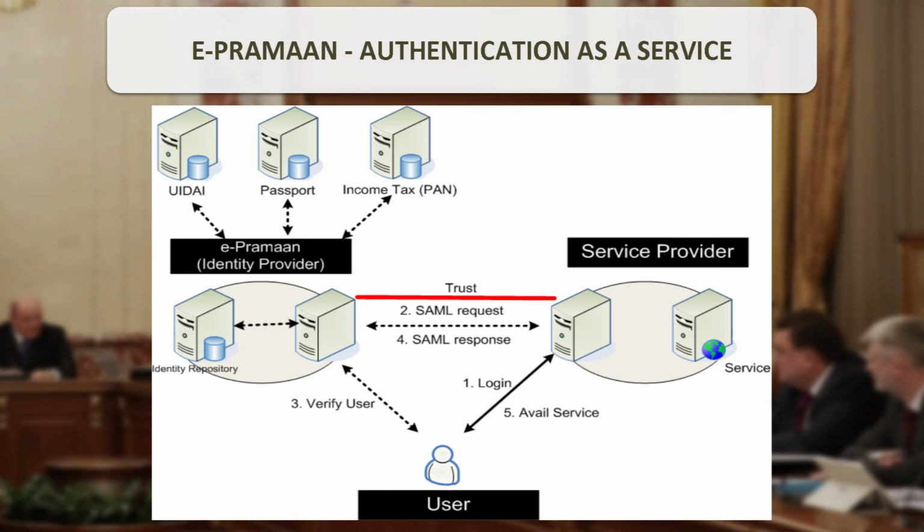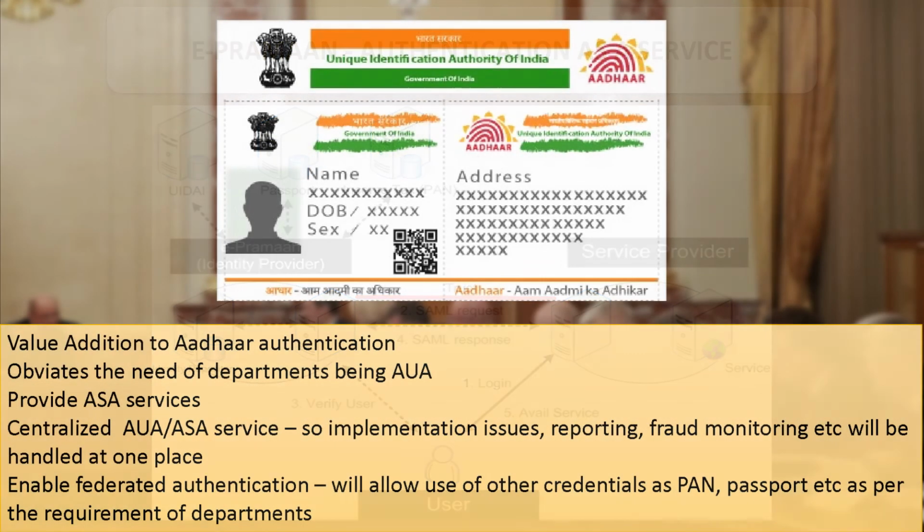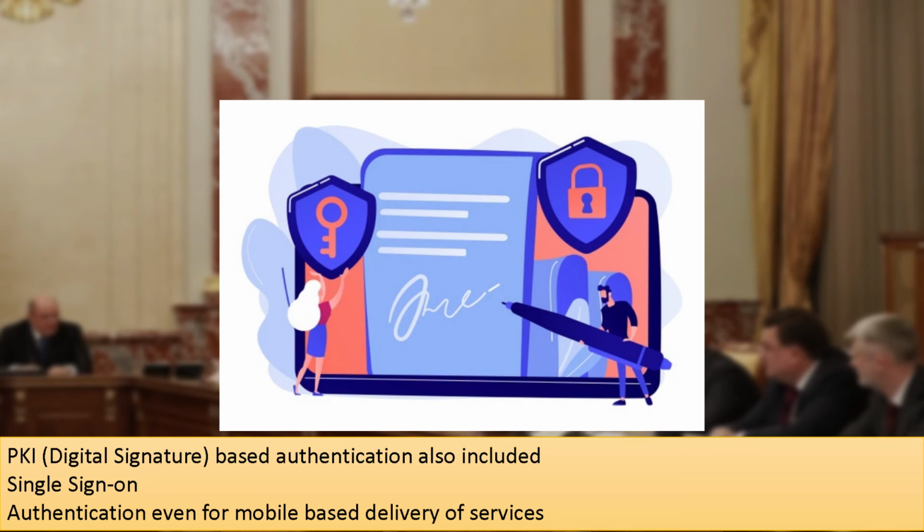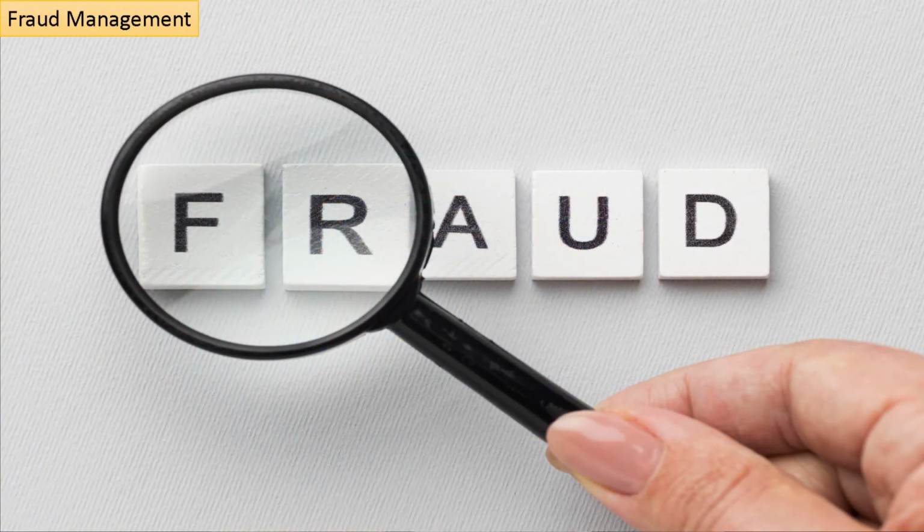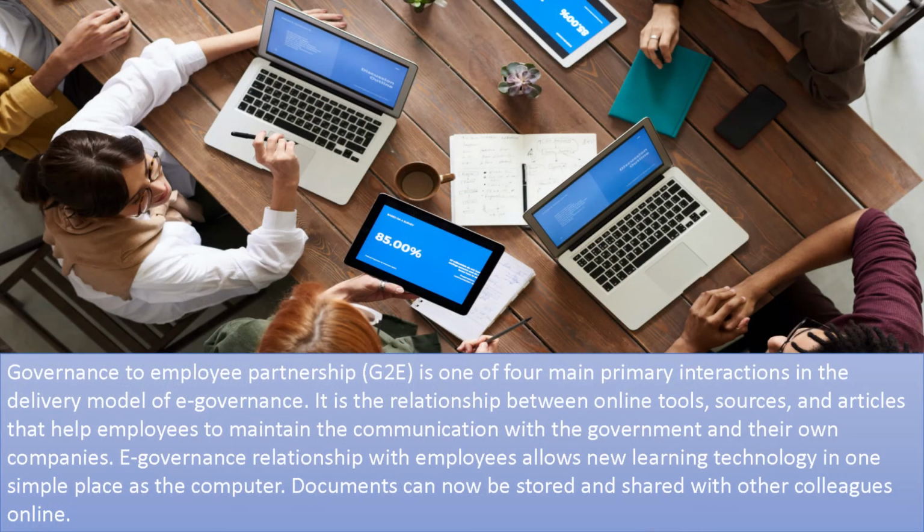So the e-Pramaan value proposition includes shared infrastructure for e-authentication needs, easy onboarding, minimal change at the application level of a department, saving costs, time and other resources, and value addition to Aadhaar authentication, which obviates the need of a department being an AUA, providing ASA services, centralized AUA/ASA services, PKI digital signature based authentication, single sign-on authentication even for mobile based delivery of services, and fraud management.